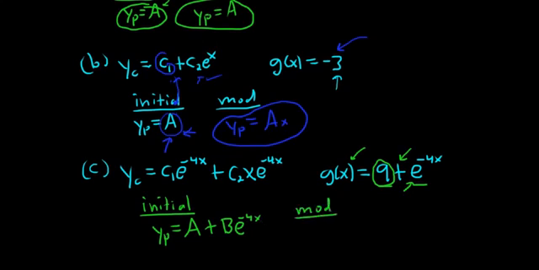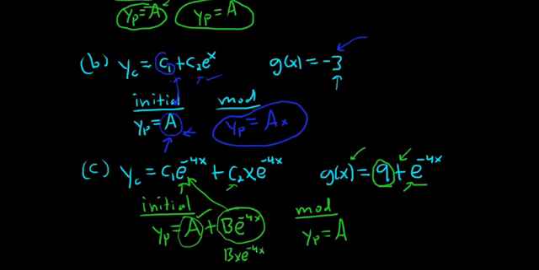Now we'll do the modified. When you're doing the modified, you just carefully look, one at a time. Because it was two separate guesses, we have to do it twice. We look at a. Is there repetition? Nope. So a stays the same for the modified. Now we look at this one. Is there repetition? Yes, there is. So we have to multiply this by x, and we would get bx e to the negative 4x. But look, there's still repetition, so you have to multiply it by x again. So you're going to get bx squared e to the negative 4x. Pretty tricky stuff.